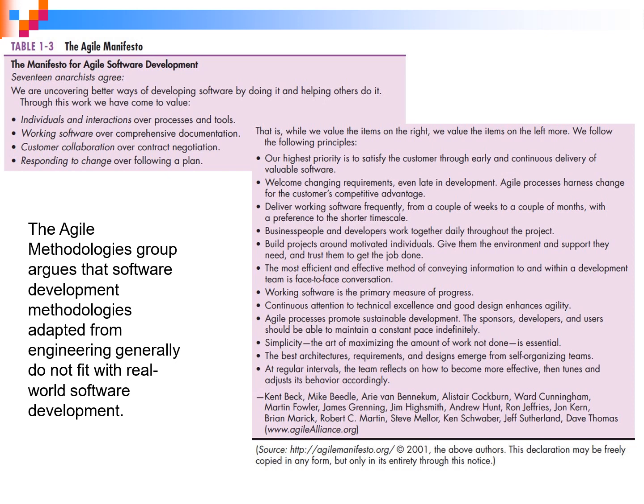indefinitely. Okay, simplicity, the art of maximizing the amount of work not done, is essential. The best architectures, requirements, and designs emerge from self-organizing teams. At regular intervals, the team reflects on how to become more effective, then tunes and adjusts its behavior accordingly. Okay, so those are the principles made by the 17 authors of the Agile Manifesto.